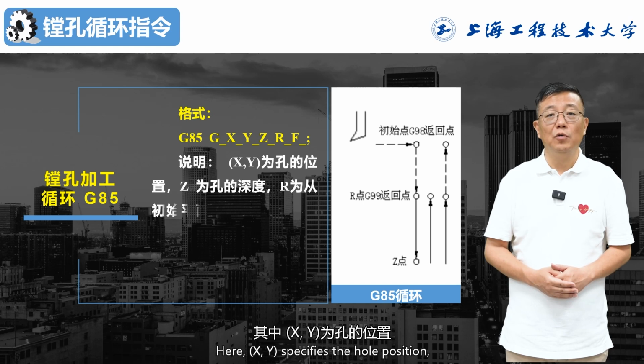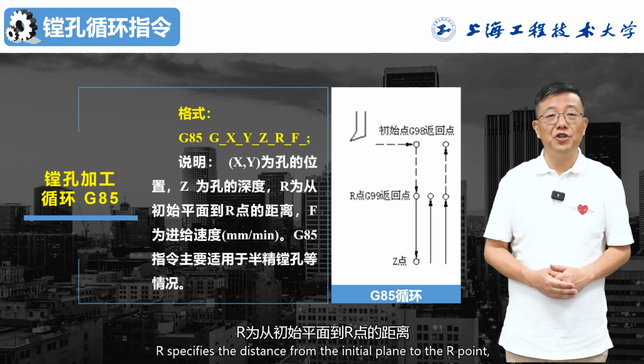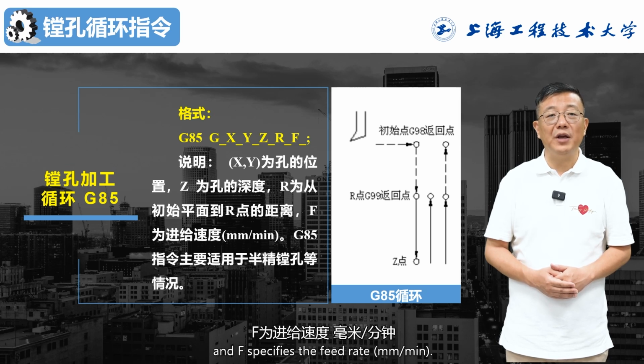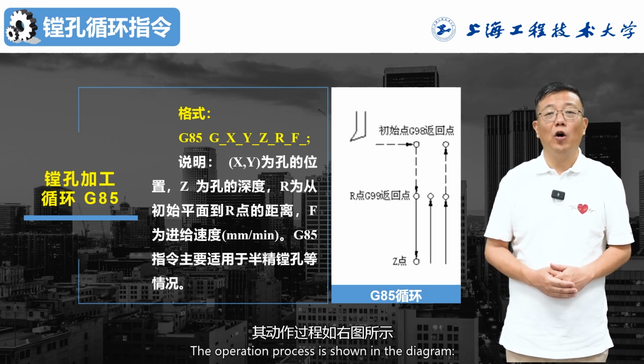Here, XY specifies the hole position, Z specifies the hole depth, R specifies the distance from the initial plane to the R point, and F specifies the feed rate in millimeters per minute. G185 is mainly used for semi-finish boring. The operation process is shown in the diagram.